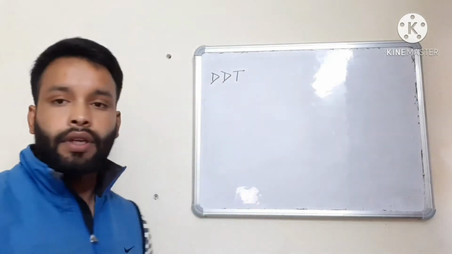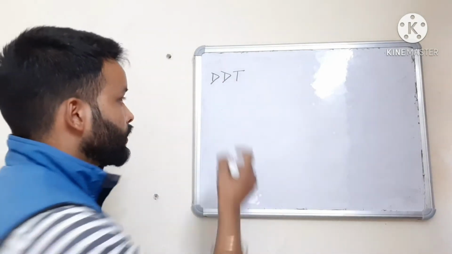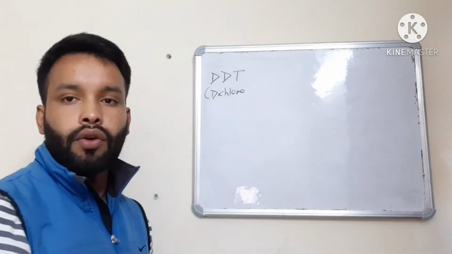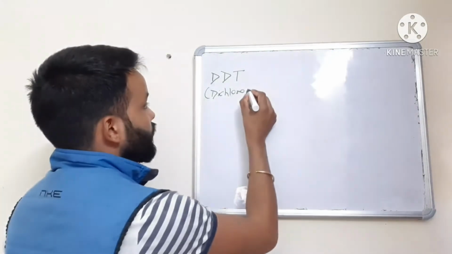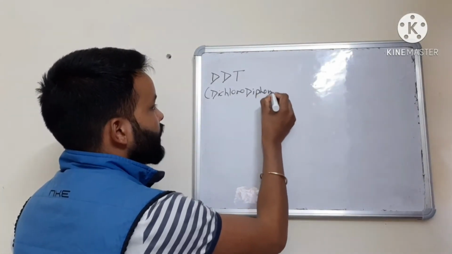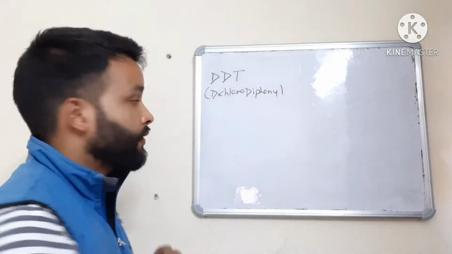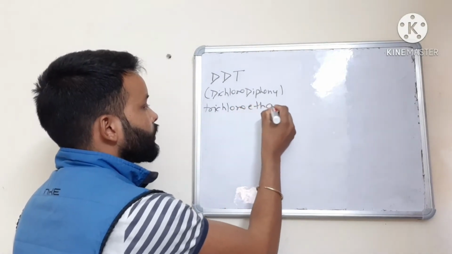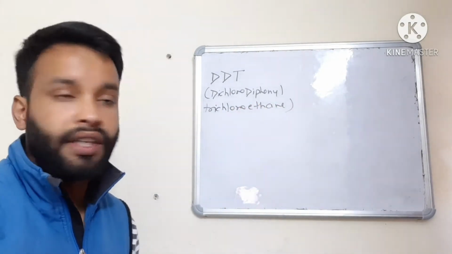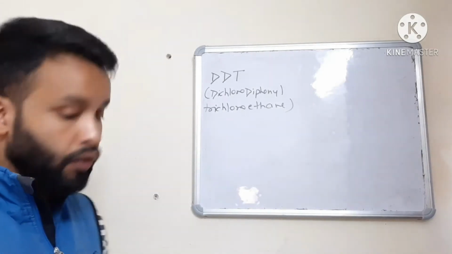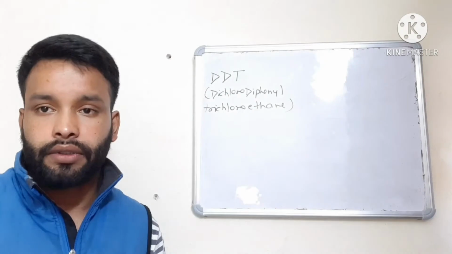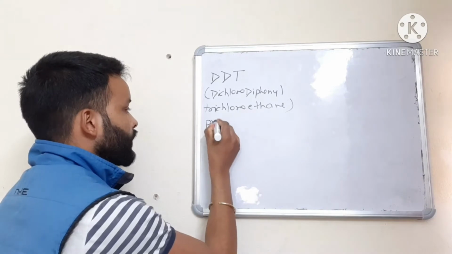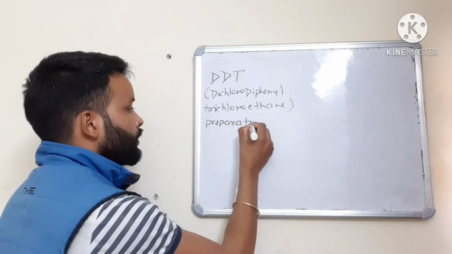DDT, I'm writing. Now I'll write the full form of DDT also, that is dichloro, which means 2 chlorine, diphenyl, trichloro, which means 3 chlorine, ethane. Dichloro-diphenyl-trichloroethane is the full form of DDT. So we'll discuss the preparation of DDT after that, how it is formed commercially also.